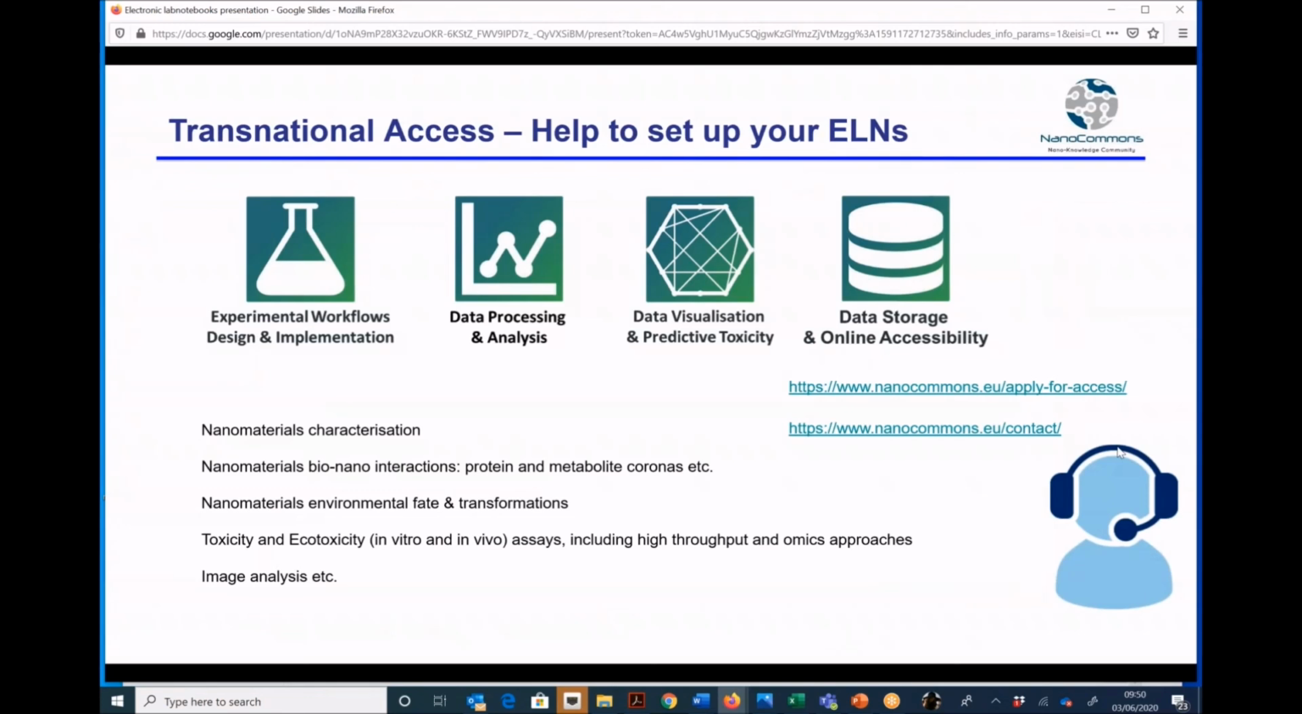So that's really all I'm going to say, other than to end with saying that we, as NanoCommons, have an offer in terms of transnational access. So we can help you to set up electronic lab notebooks for your experimental workflows. And I've just put a couple of the links here. So that's the link directly to applying for transnational access. So the electronic lab notebooks come under the experimental workflows, but we also have a whole range of other services that you can have a look at.